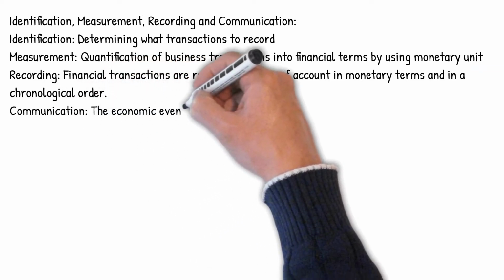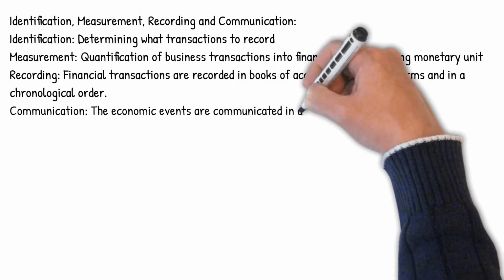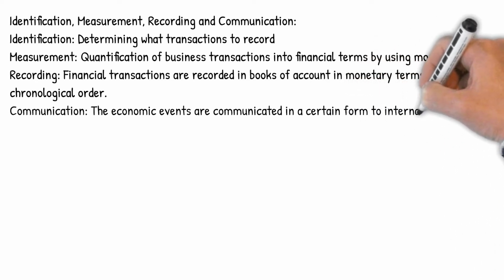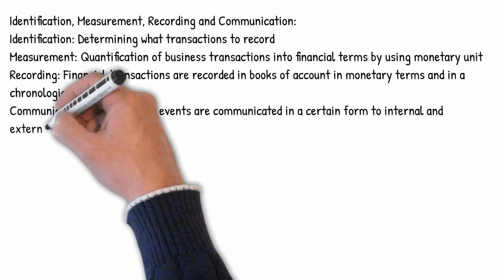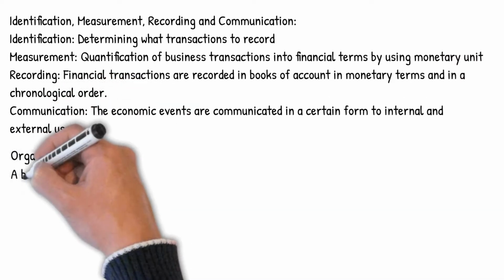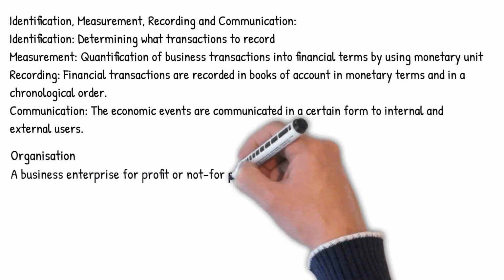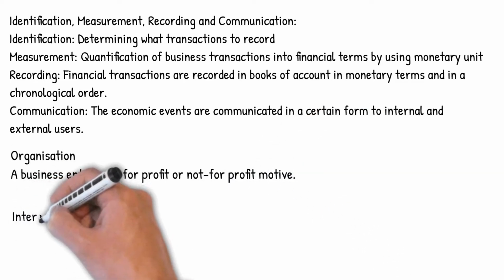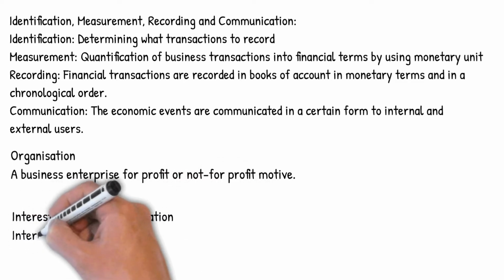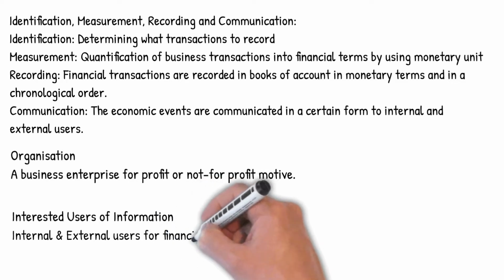Communication. The economic events are identified, measured, and recorded in order that the pertinent information is generated and communicated in certain form to management and to other internal and external users. Organization refers to the business enterprise, whether for profit or not for profit motive. Interested users of information. Many users need financial information in order to make important decisions. They are internal users and external users.